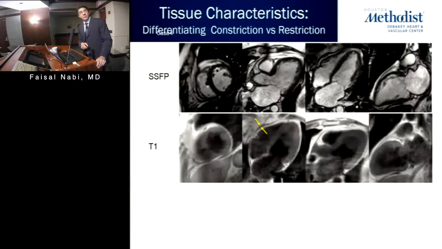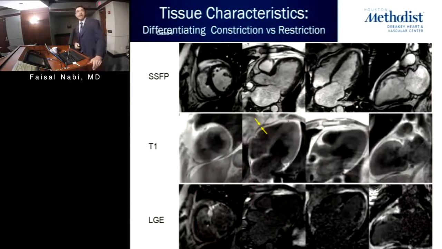You can see that the pericardium is markedly thickened. But look what we found on the delayed hyperenhancement images. A little hard to see, but I hope you'll appreciate diffuse hyperenhancement of the myocardium. So with a technique such as CMR, we don't have difficulty differentiating constriction versus restriction. This patient's symptoms were likely due to an infiltrative process.